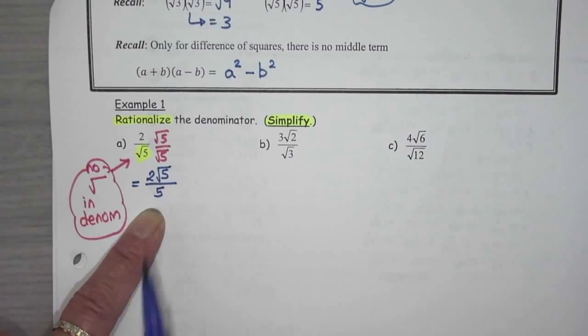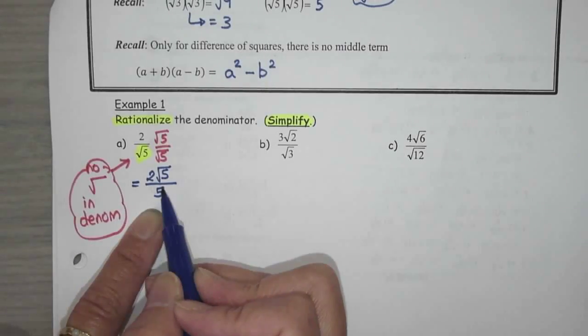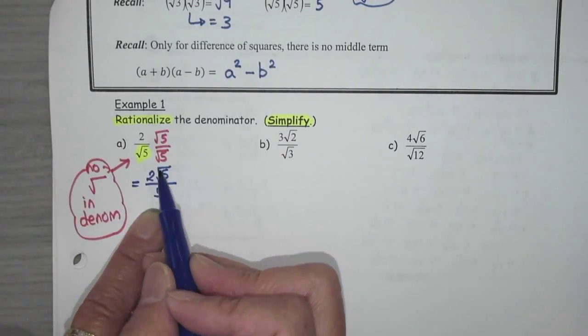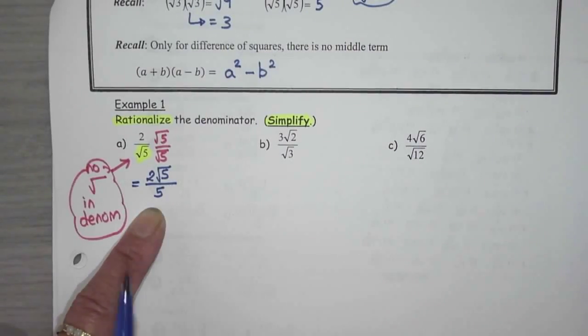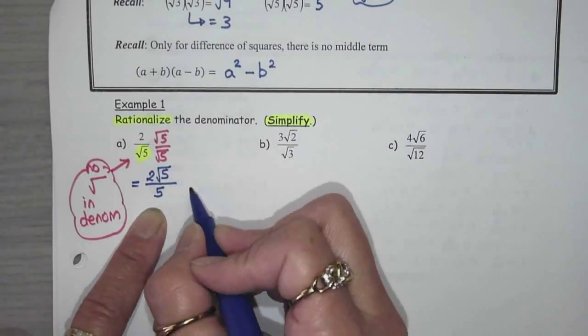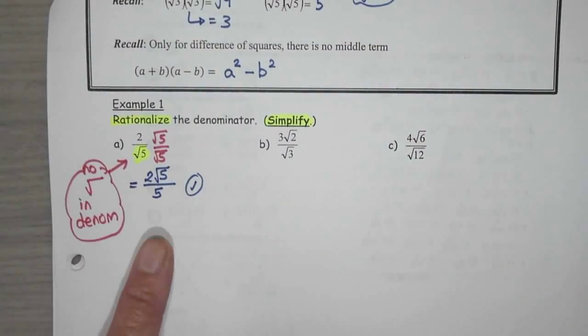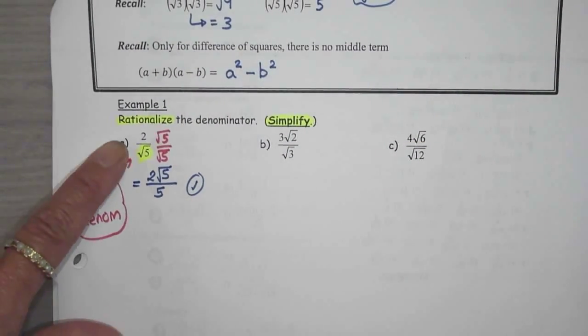People go, can I cancel the 5s? No. Root 5, that's root 5. That's like a bracket, right? So that's saying that's a root 5, which is a decimal. It's not the same thing as 5. No canceling. So this is it. You stop. It's beautiful. That is gorgeous. That is way prettier than this.